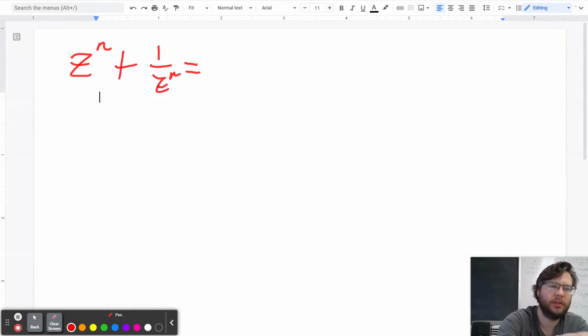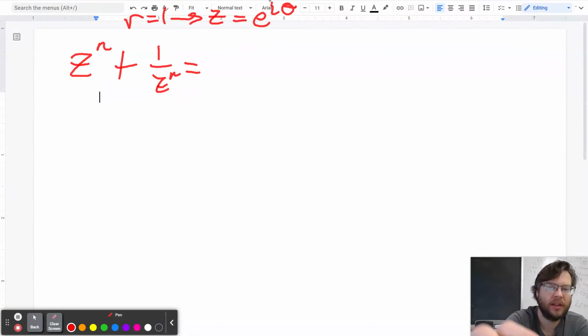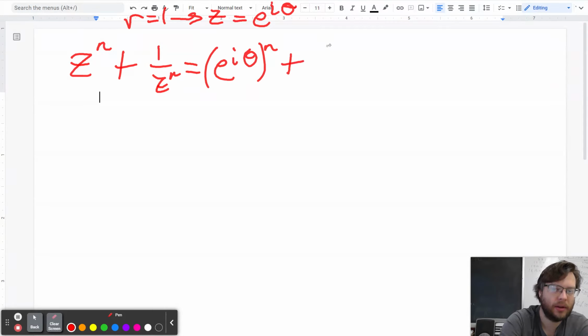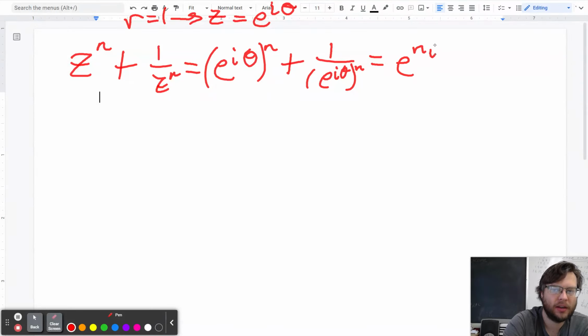So what we are assuming here is that the r value is equal to 1, and that implies that my z is just e to the i theta. In other words, cosine theta plus i sine theta. So let's write it in that form. e to the i theta to the nth power plus 1 over e to the i theta to the nth power. Using my exponent properties, I know that's e to the n i theta plus e to the negative n i theta because it's on the bottom of the fraction.